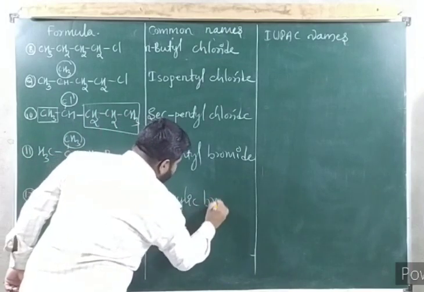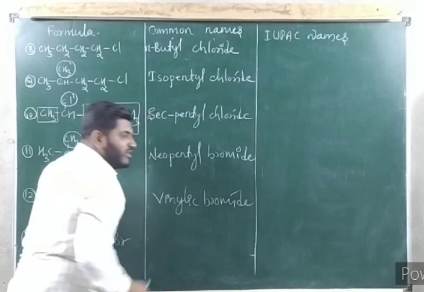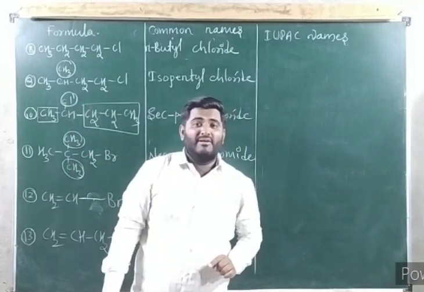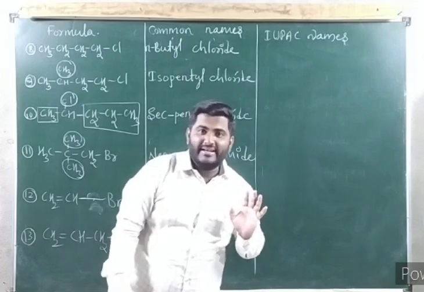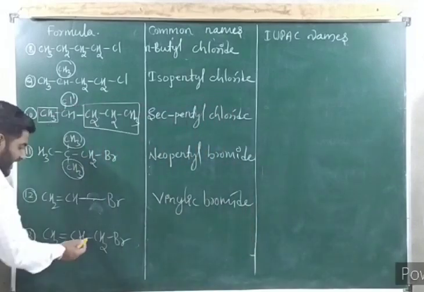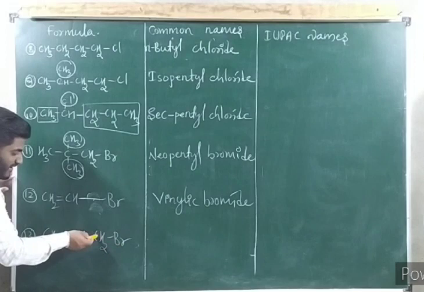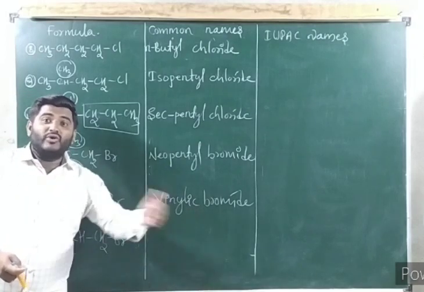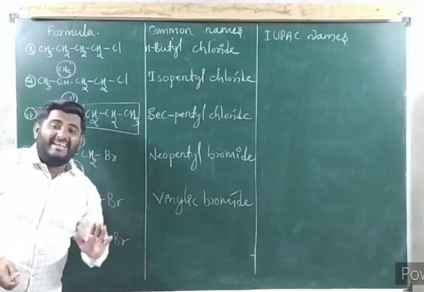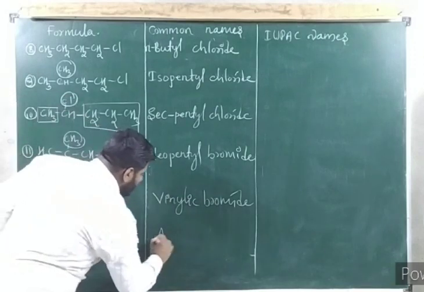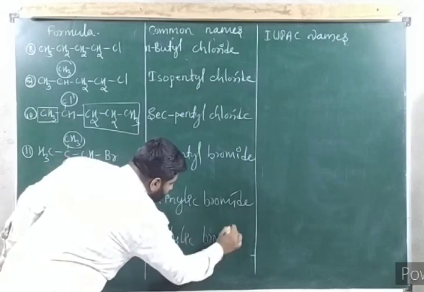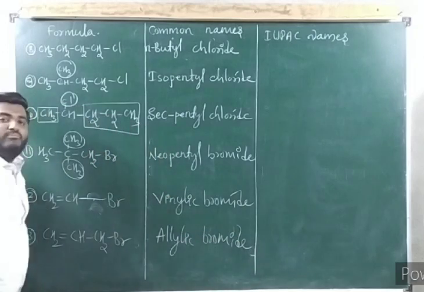Why is it called vinylic? You studied already in the classification of haloalkanes. If halogen is directly attached to the carbon-carbon double bond, that is called vinyl. Correct or not? Yes. What about this case? Halogen is attached to the carbon next to the carbon-carbon double bond. And I told you, where next to the carbon-carbon double bond is there, that is called allylic. So it is an allylic bromide. What is the name? Allylic bromide.